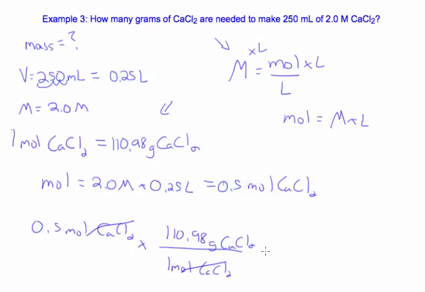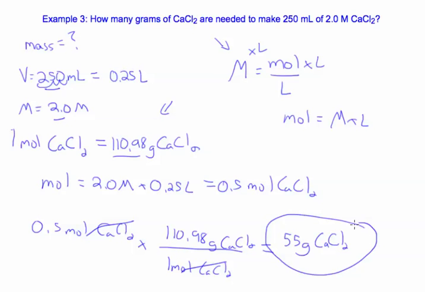And we do 0.5 times 110.98. And we get 55.49. Let's talk about significant figures. We have 2 and 2 and 5. So when we round our answer to have two significant figures, we get 55 grams of CaCl2. So if I asked you to make this solution, you would go and you would weigh out 55 grams of calcium chloride.